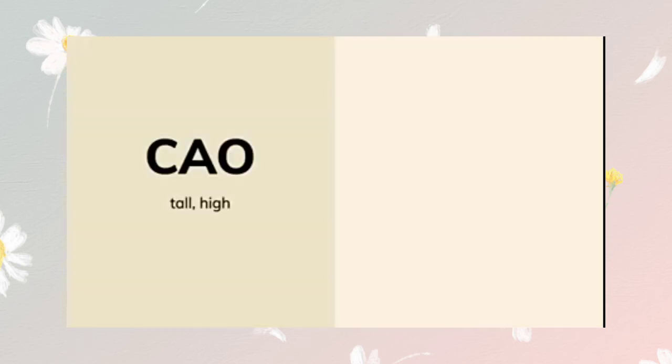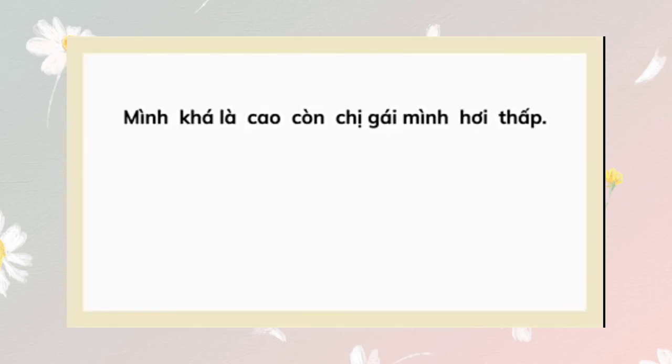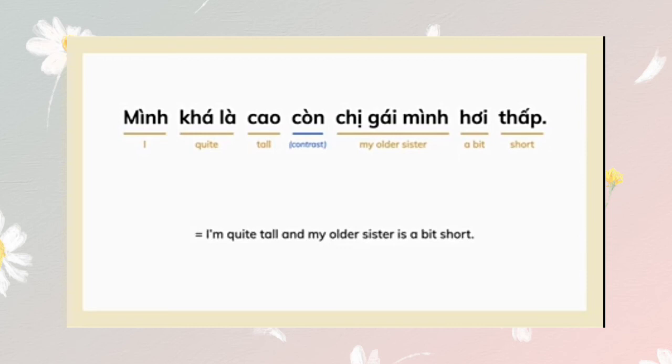Cao, meaning tall or high. Thấp, meaning short or low in height. For example, mình khá là cao, còn chị gái mình hơi thấp. I'm quite tall and my older sister is a bit short.